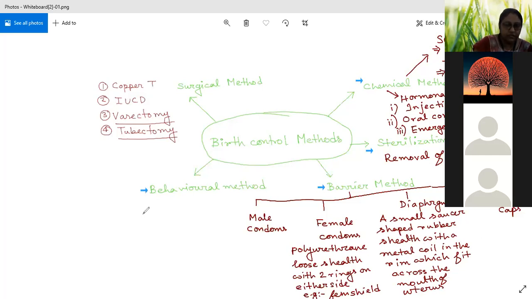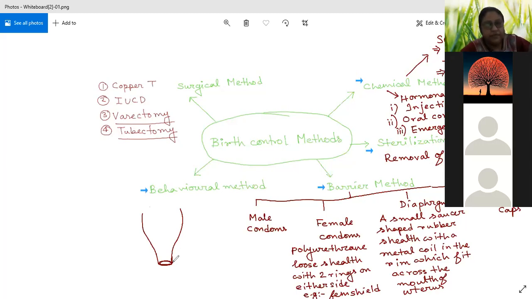Okay, so how is it working? Consider this is the mouth of the uterus, which is known as cervix. Here this ring-like structure is present. Its ring is elastic and it tightly fits with the mouth of the uterus and prevents further entry of the sperm through the uterus.